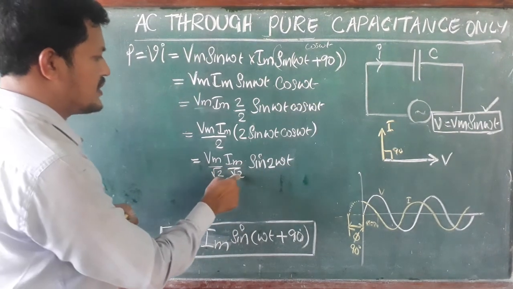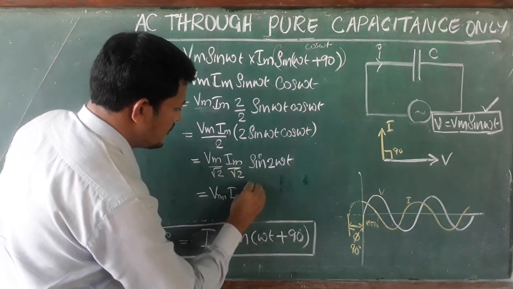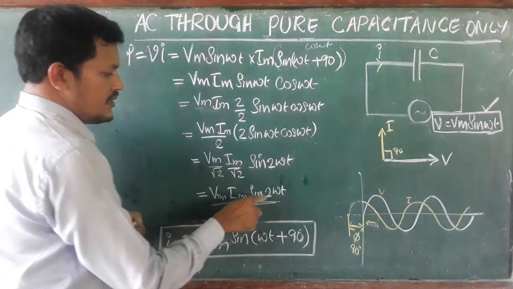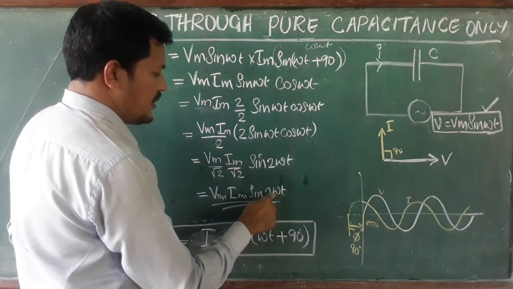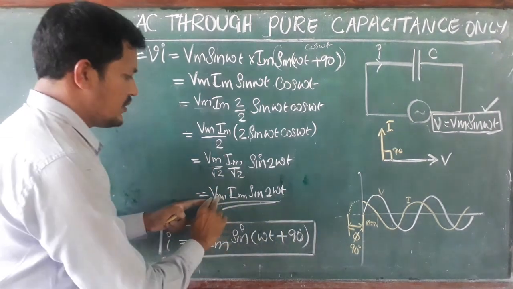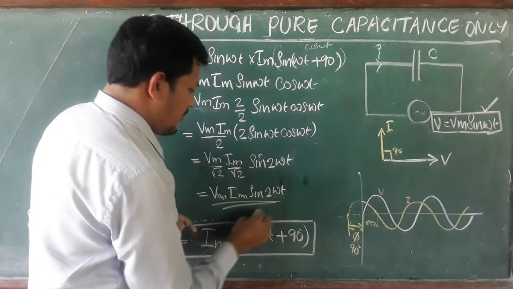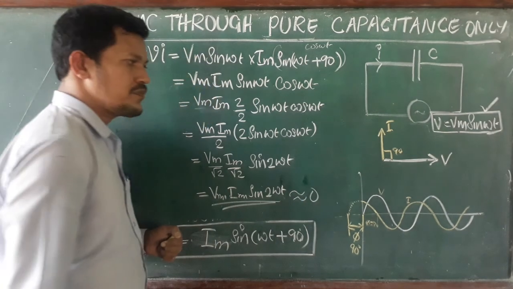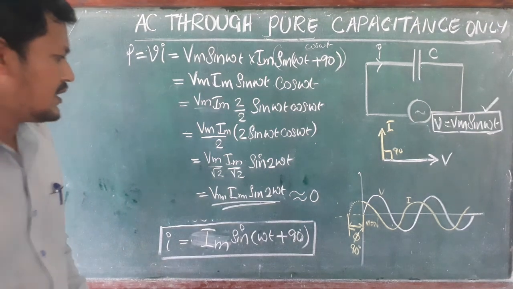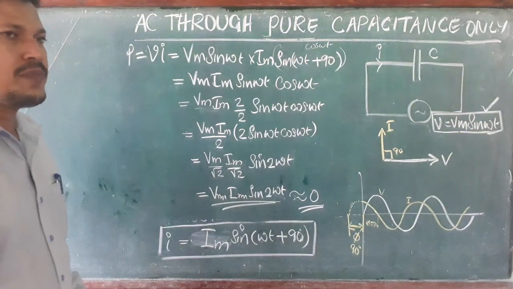Again RMS values: Vrms Irms into sin 2 omega t. Here omega means 2 pi f, so the frequency is doubled. It is a sinusoidal waveform, so its average value should be 0. So power in the pure capacitor is also 0. Since it is double the frequency, its average value is 0. So power in the pure capacitor is 0.